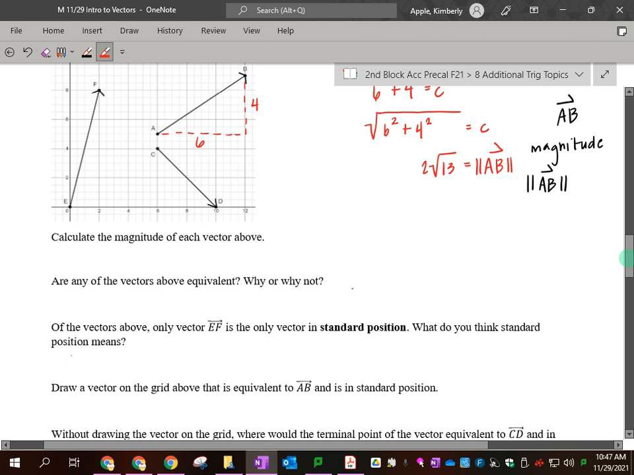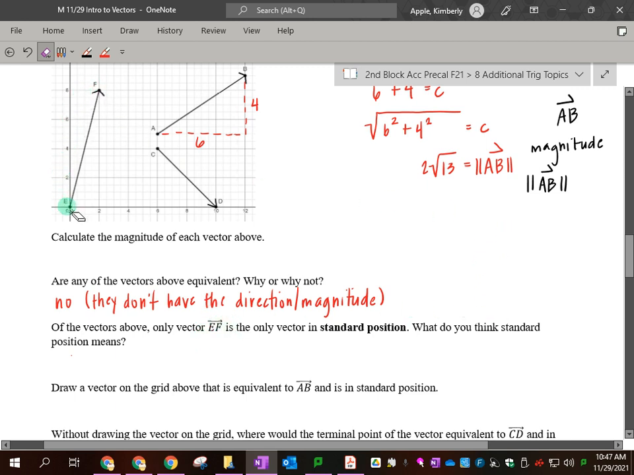Are any of the above vectors equivalent? No, because they do not have what is required for equivalent vectors, which is the same direction and magnitude. They don't have the same direction and magnitude. So that's critical. If I ask you, are they equivalent, they will have to have this and this, both of those things, to be equivalent. The only thing that doesn't matter is the location of the initial point, right? It can move around.